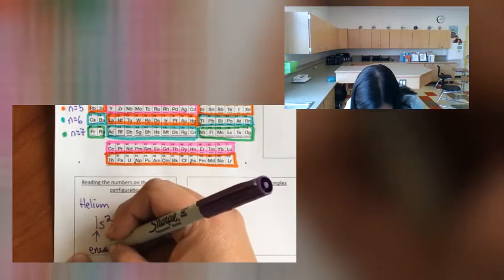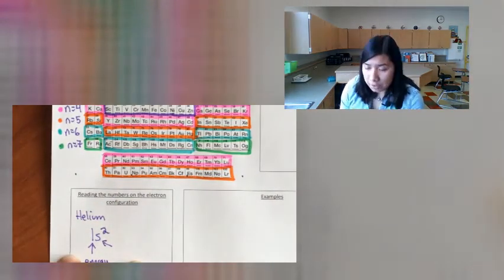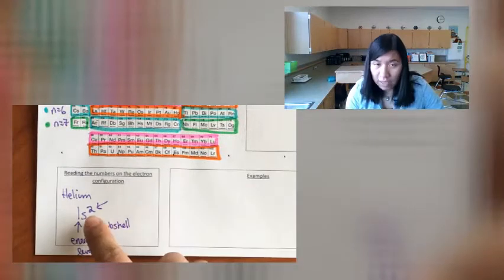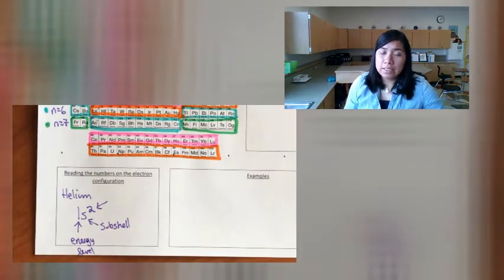This is going to be the energy level. So your coefficient is your energy level. The S tells us what subshell we're in. And this 2 is going to tell us how many electrons are filled within that subshell.